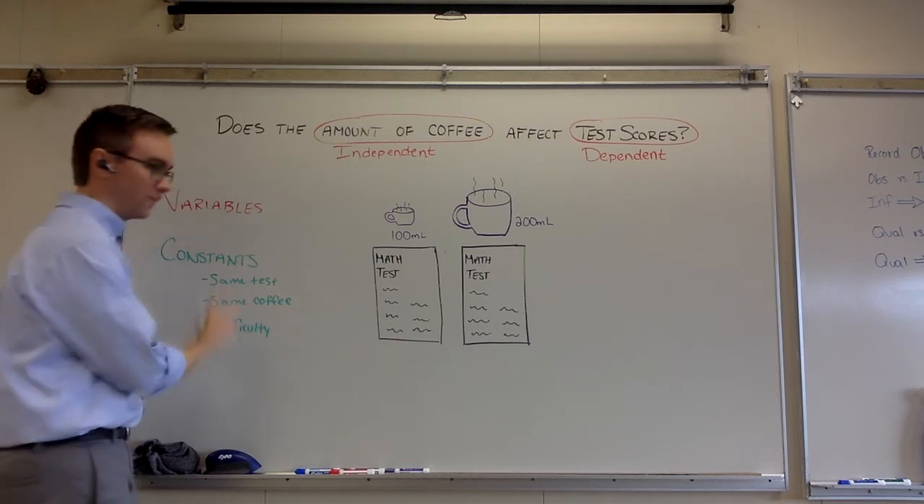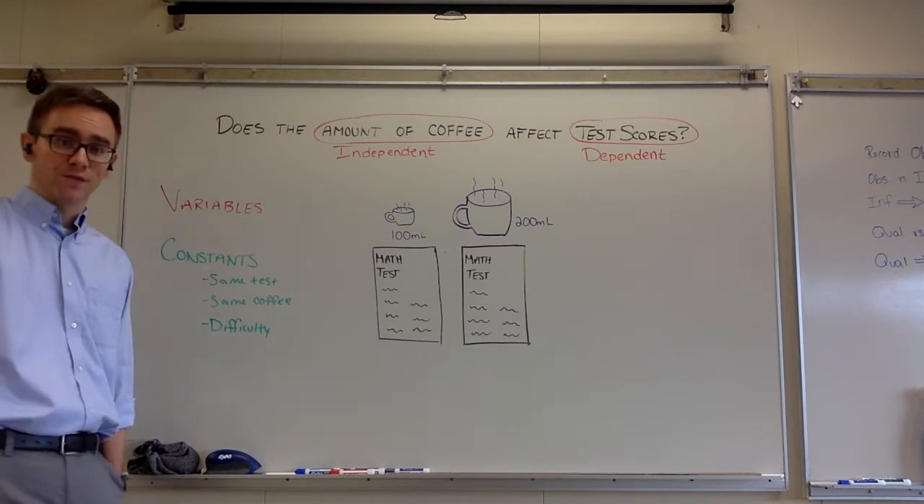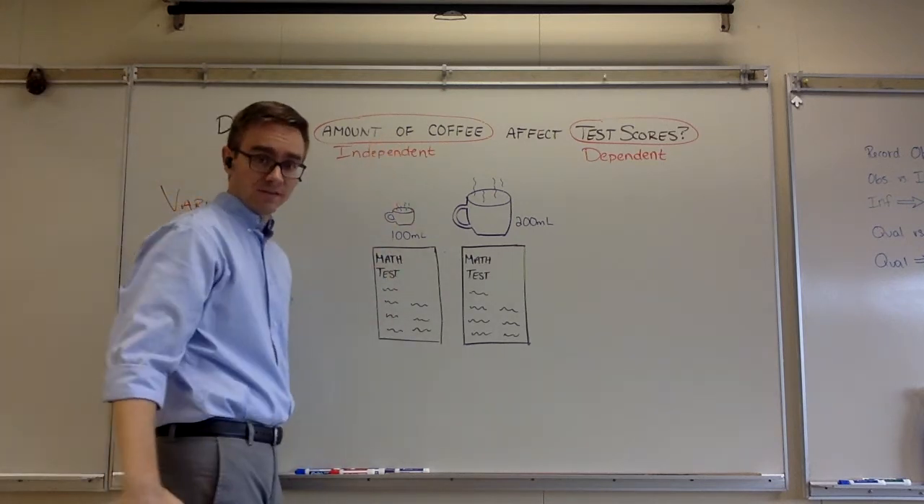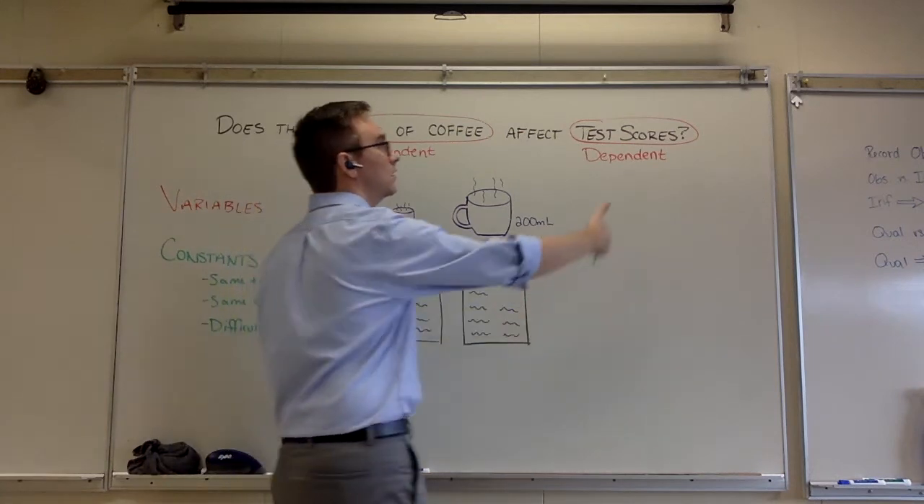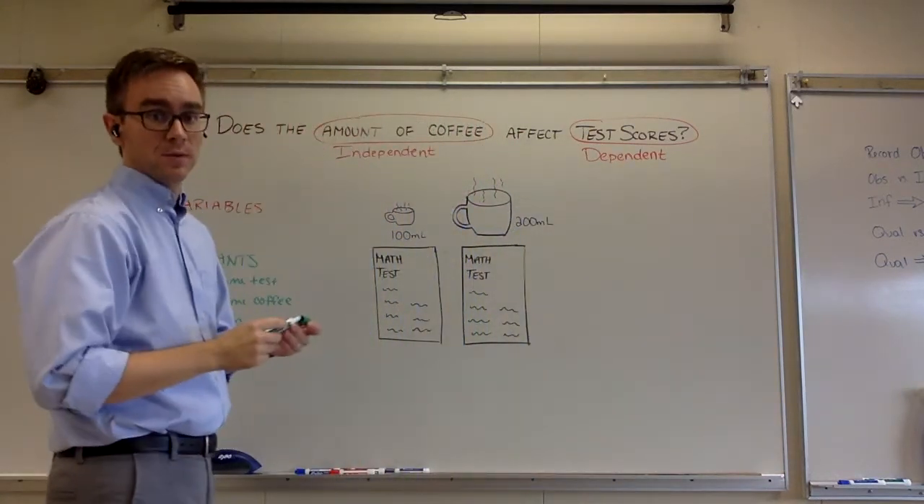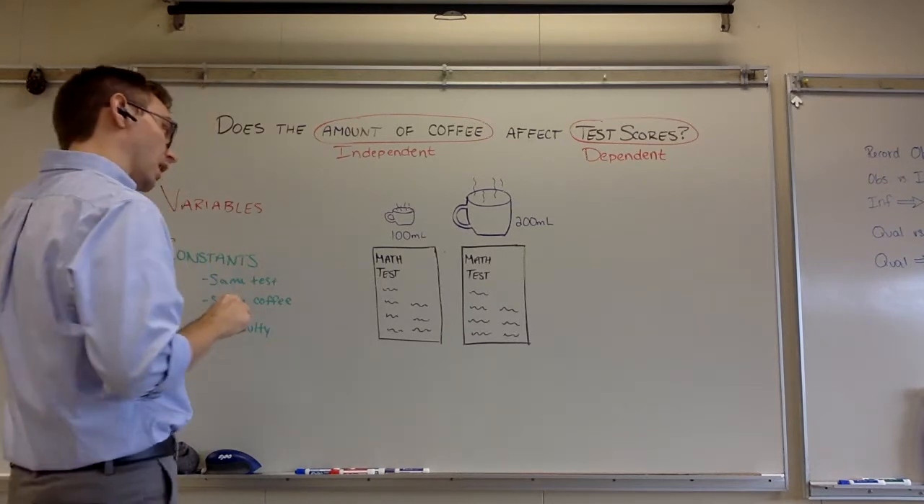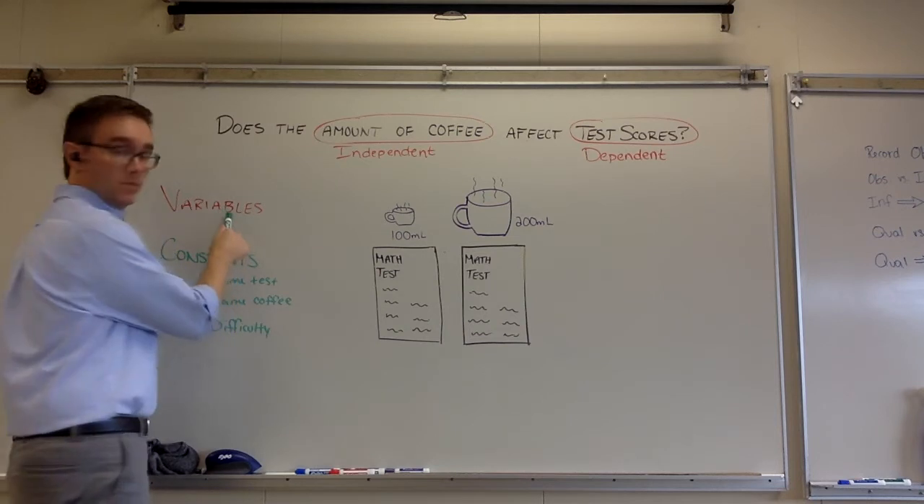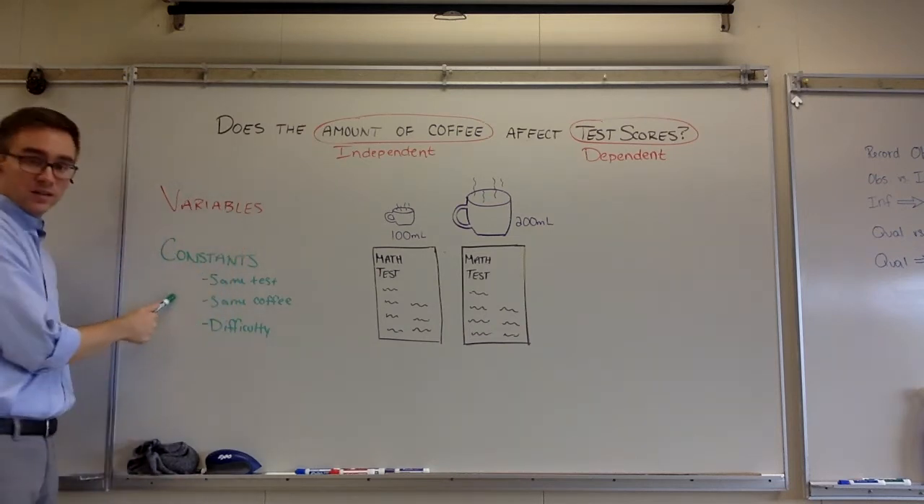This list could go on forever because it should include everything except the amount of coffee, which should be different for each group. And ideally, the test scores will be different. Sometimes they'll be the same, but they could be changing. So, I have two variables that are changing. Everything else is a constant.